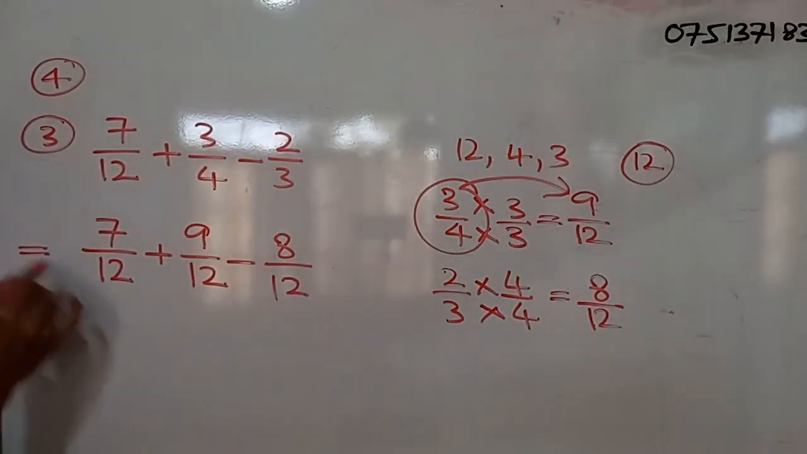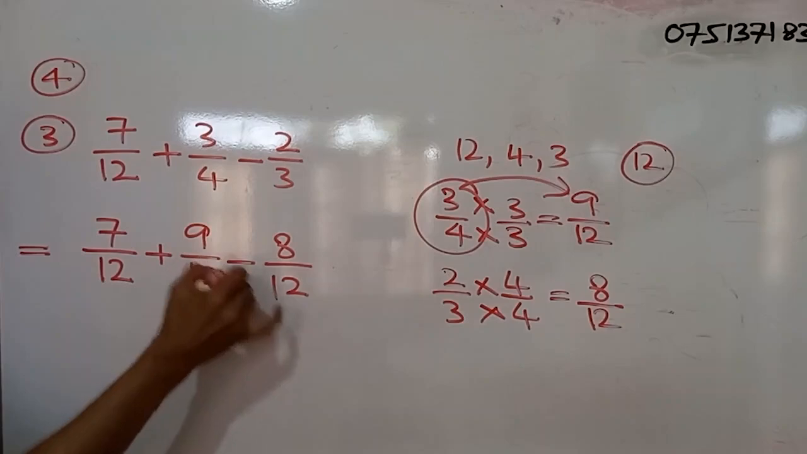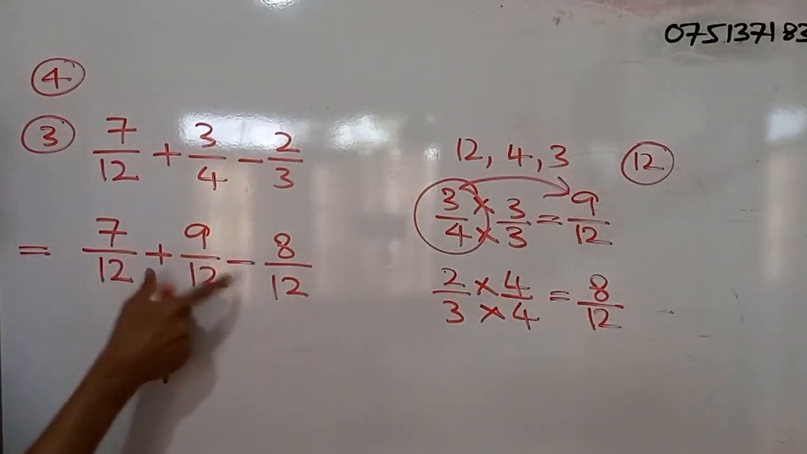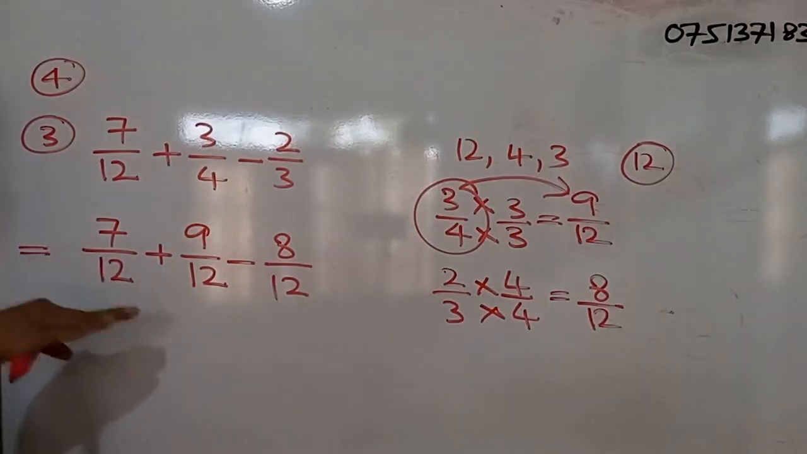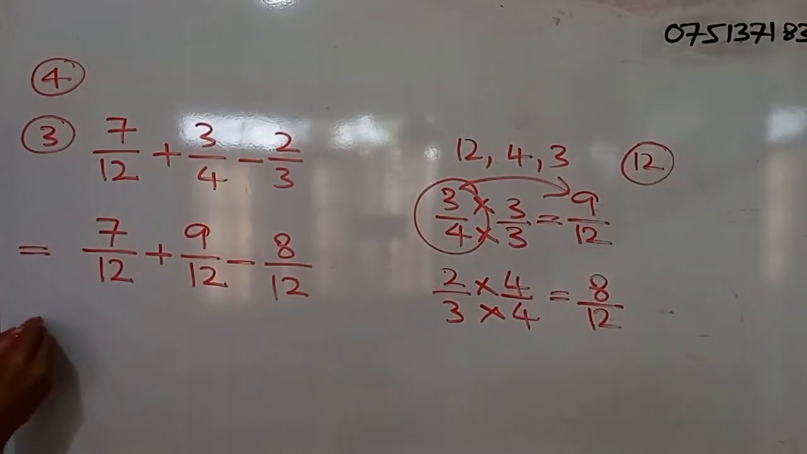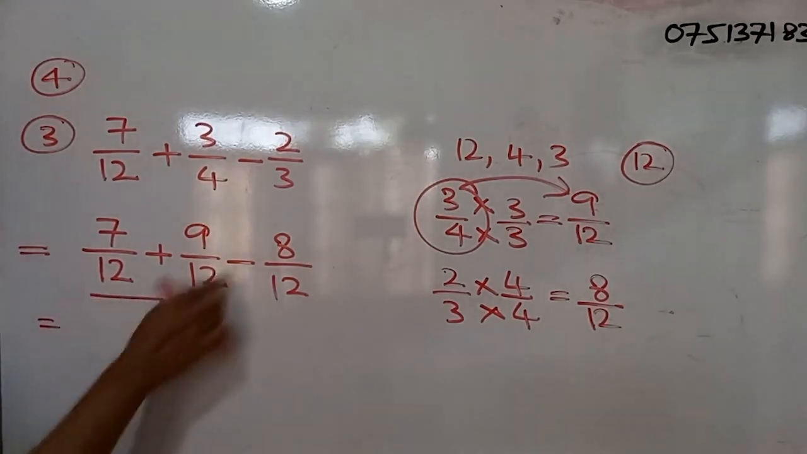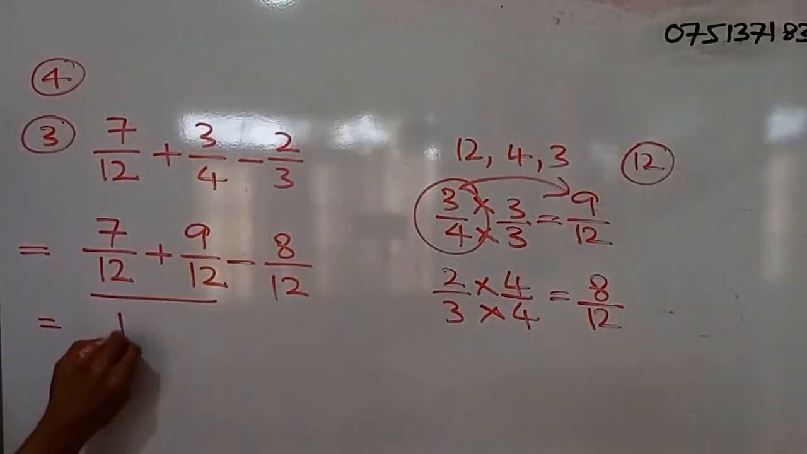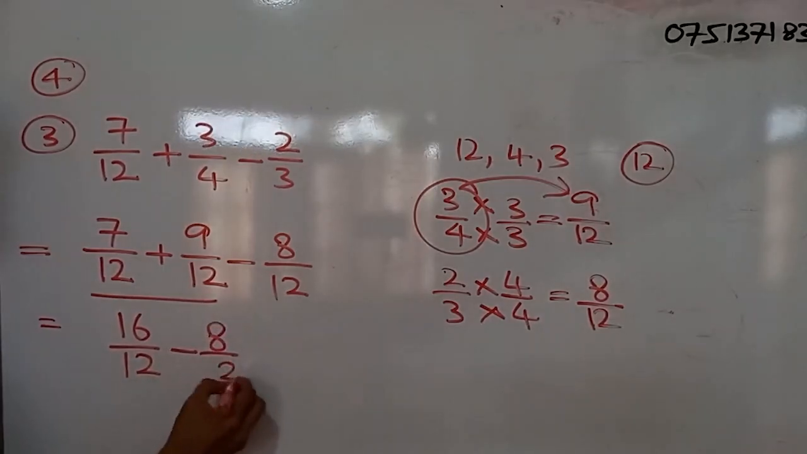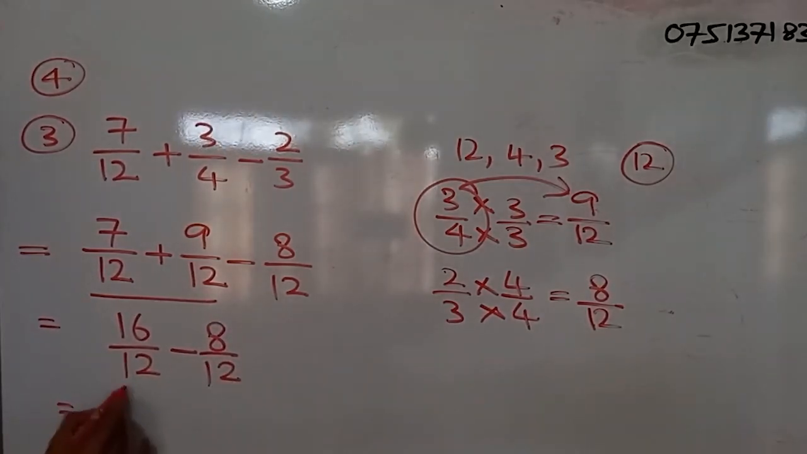Right? So we have an addition and a subtraction. Addition and subtraction have the same priority, so we have to start from the left. So if we simplify these two fractions we get 16 by 12. Then minus 8 by 12. Then we get 8 by 12. We must simplify. Then what will be the answer?